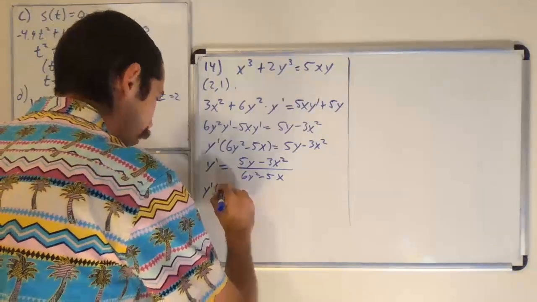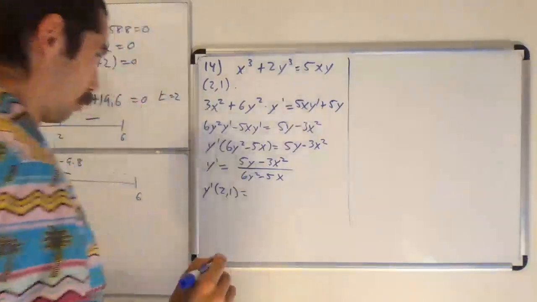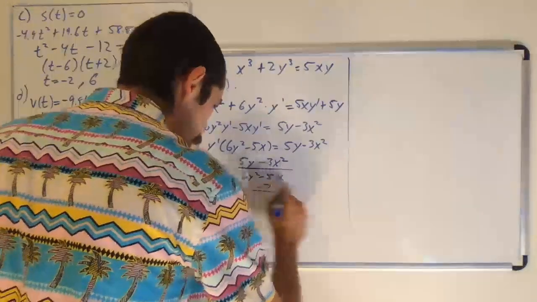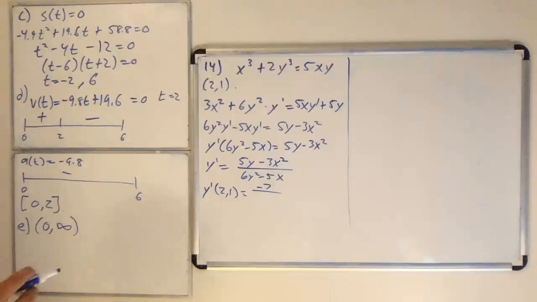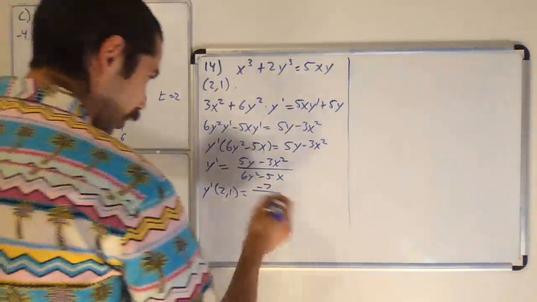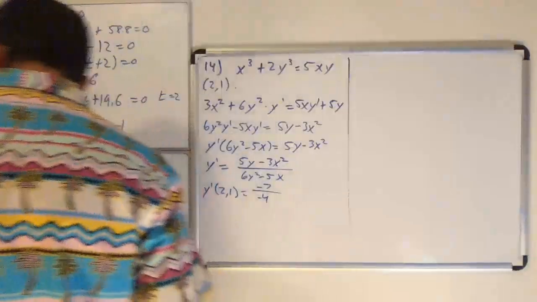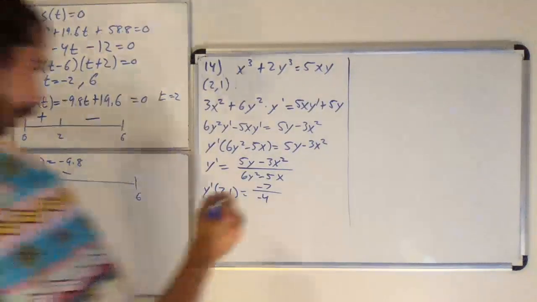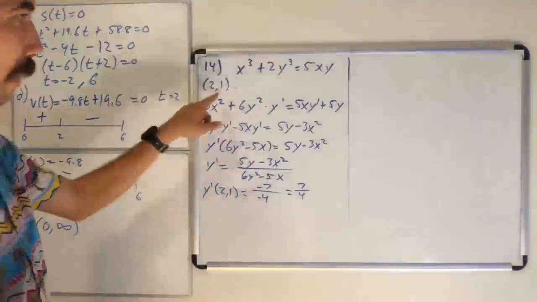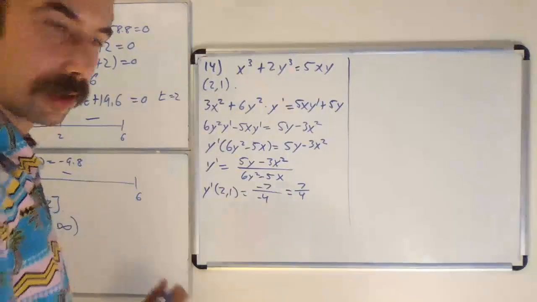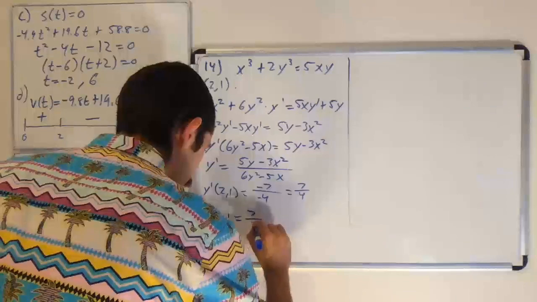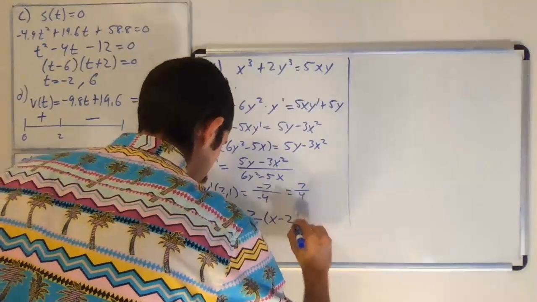So y prime of (2, 1) is 5, so negative 7 over 6 minus 10 is negative 4, which is 7/4. And so we have a point and a slope. We're done. Y minus 1 is equal to 7/4 times x minus 2.